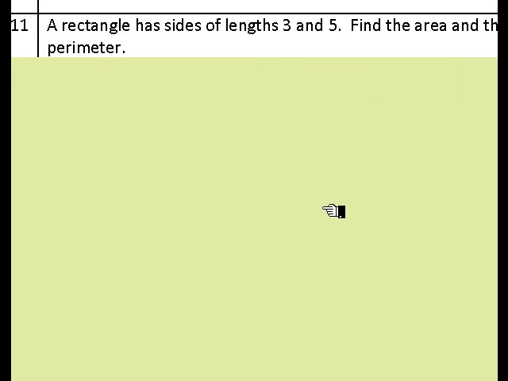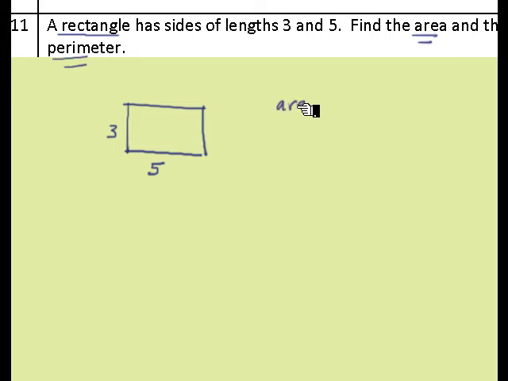Okay, number 11 concerns a rectangle. So we have a rectangle with sides of lengths 3 and 5. And we will want to find the area and the perimeter. Well, let's remember that the area is equal to length times width. So in this case, that would just be 5 times 3, or 15.